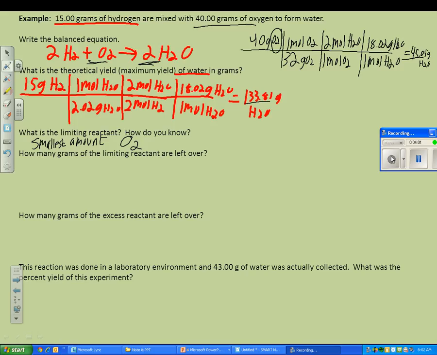The next question, how many grams of limiting reactant are left over? This one's always easy. None, because we have used it all. The next one, how many grams of excess reactant are left over? This is the weird one.